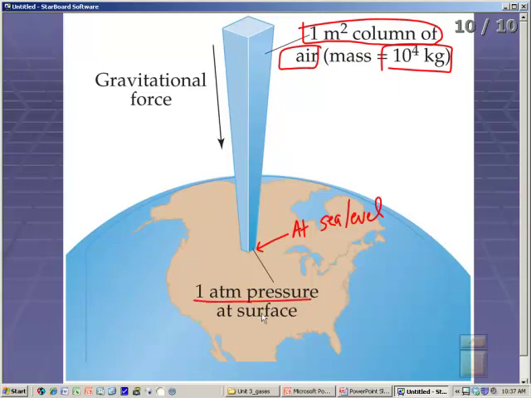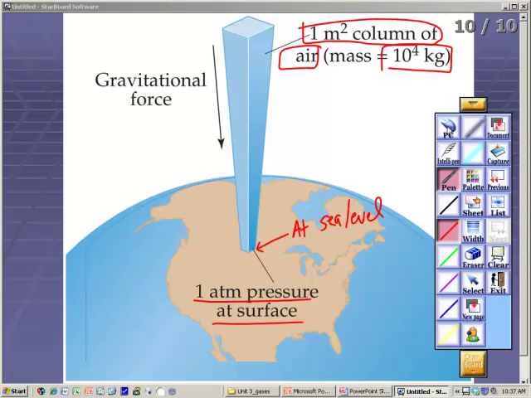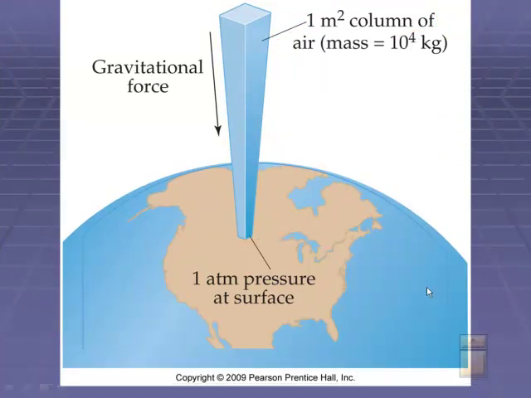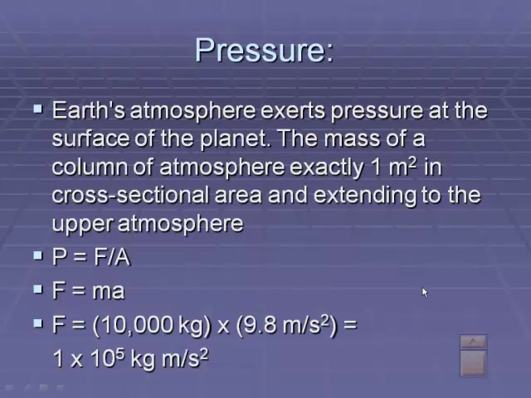All right, 1 atmosphere of pressure. So in other words, it's got to be at sea level. That is what 1 atmosphere of pressure is equal to. So I'm going to show you the math behind how they figured out this mass, 10 to the 4th kilograms. Check this out. So Earth's atmosphere exerts pressure at the surface of the planet. The mass of a column of atmosphere, exactly 1 meter squared cross-section area, and extending to the upper atmosphere, because once we get into the outer atmosphere, you're starting to talk about stuff that's not really clinging to Earth anymore. So let me show you the math behind this. This is kind of neat.